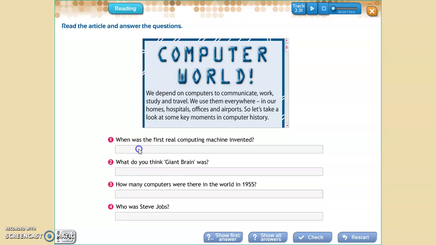Okay, so as you can remember, the first computer was invented, well, we can say it was invented in 1834. What do you think Giant Brain was? It was a big computer, right? Computer in 1945. How many computers were there in the world in 1955? Okay, so there were 250 computers.